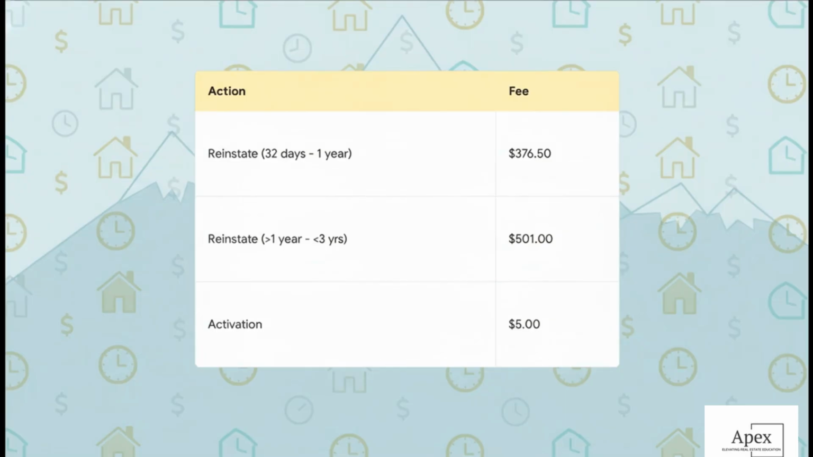So here are the numbers, straight from the Division of Real Estate. The reinstatement fee actually depends on how long your license has been expired. If it's been under a year, you're looking at about $376. If it's been more than a year but still less than 3, that fee jumps up to $501. But look at the bright side. That final activation step is only $5.